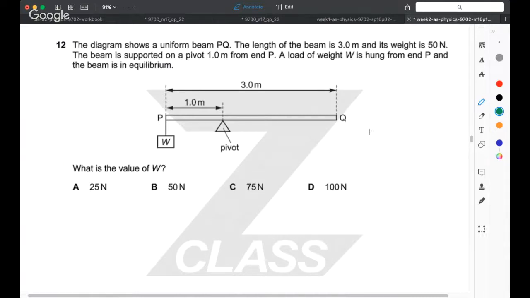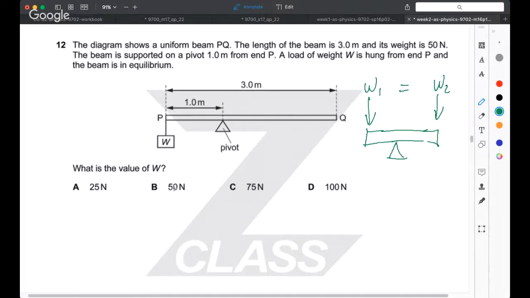Maybe, I think it's A. So this is like the seesaw, right? You have a weight here, and you have another weight here. Call it 2. There's only one weight here, and both of them are equal. So it won't be C or D. I know that. That's way too heavy.